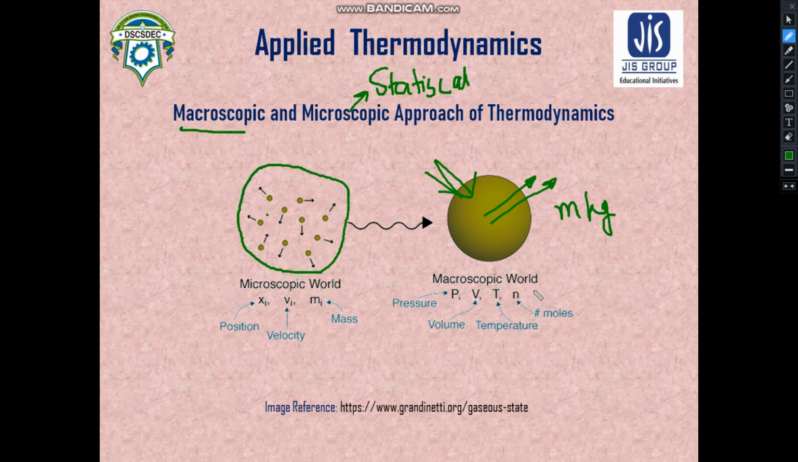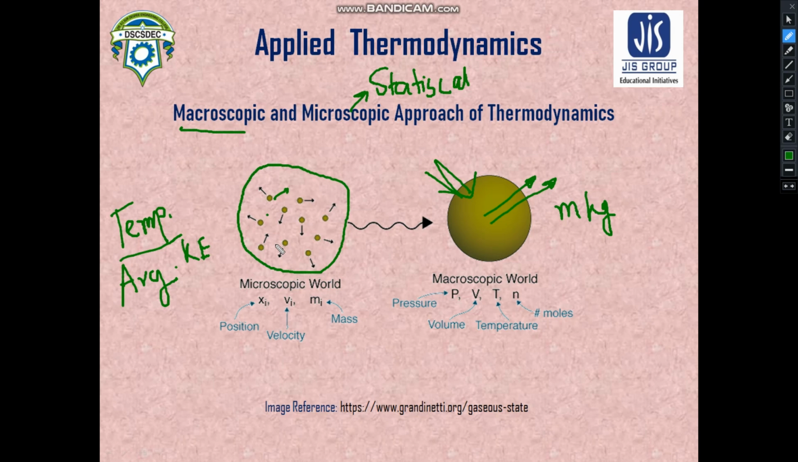Suppose we consider temperature. Temperature is nothing but the average kinetic energy of the molecules. So these molecules are moving with a certain velocity. If we calculate the average velocity of these molecules, that will be manifested as a temperature.